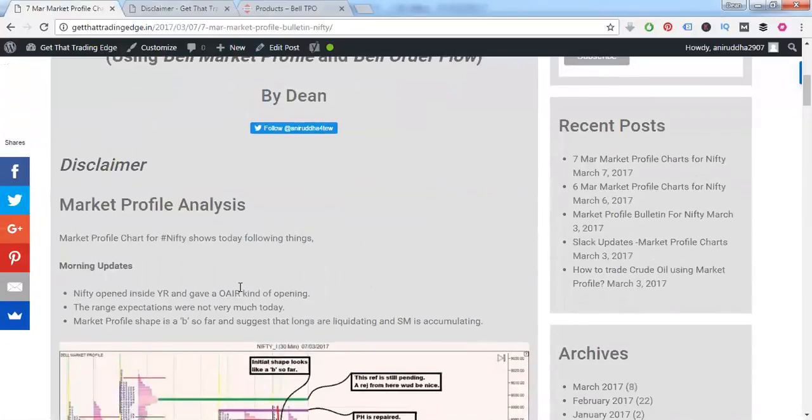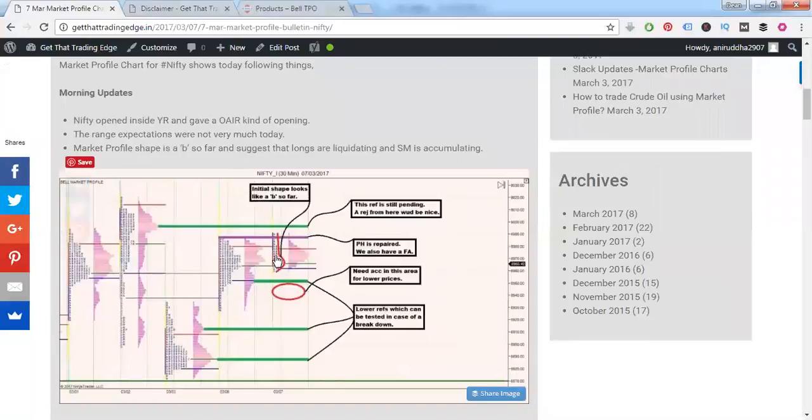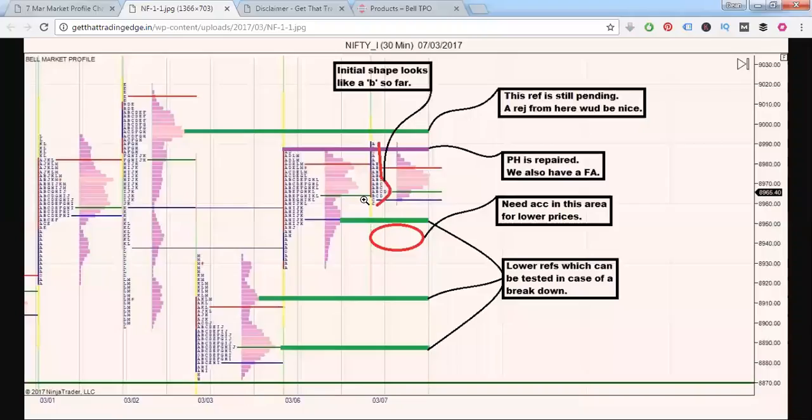Going back to today's market profile analysis. Let me go through all the updates I have put on Slack. In the morning, I put this up. Here I showed that the initial shape developing in the morning was a V shape, and there was a potential failed auction above yesterday's poor high. That poor high got repaired in the process, but the failed auction could not gather any momentum lower.